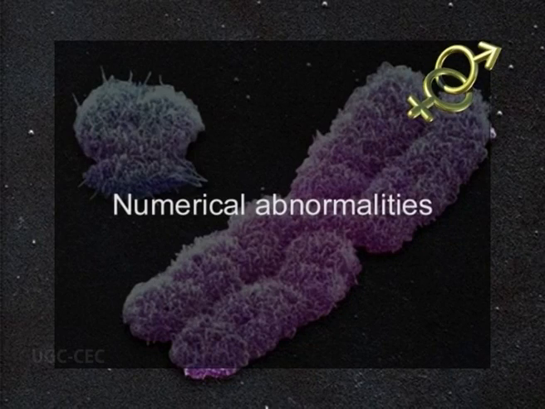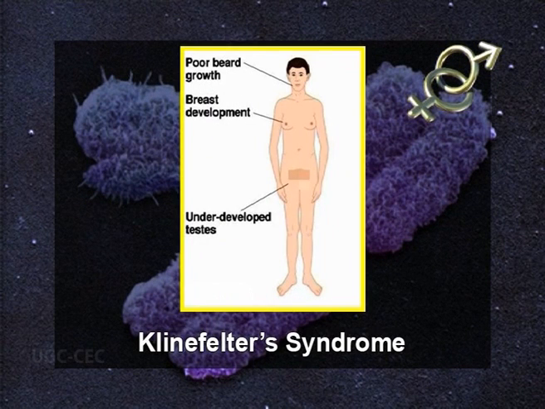The presence or absence of a Barr body in cells is used in medical and criminal forensics to legally define the sex of an individual. Now, we will discuss numerical abnormalities of X and Y chromosomes. Number 1 is Klinefelter syndrome.